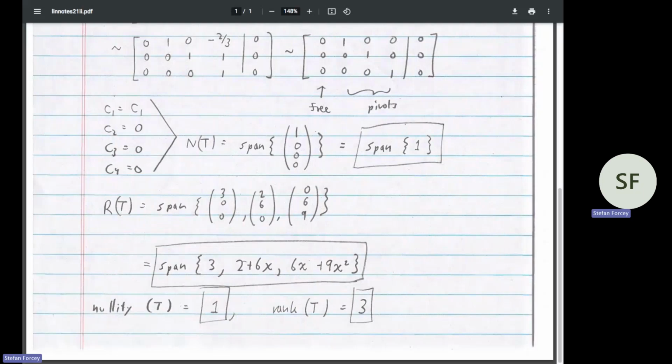So the nullity of T is equal to 1. In this case, there was a vector in the span, 1, 0, 0, 0, which was non-zero, and so it has dimension 1. And the rank of T was equal to 3. And that means that it actually is an onto transformation. The rows of the matrix are linearly independent. There's a pivot in every single row, so it turns into an onto linear transformation.